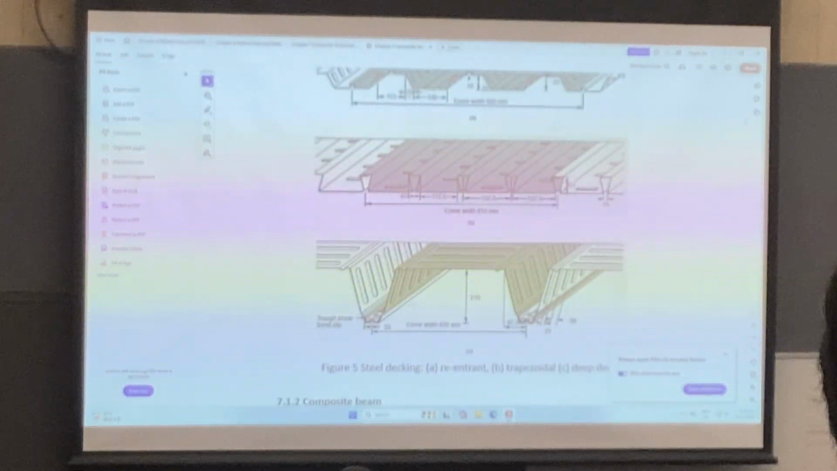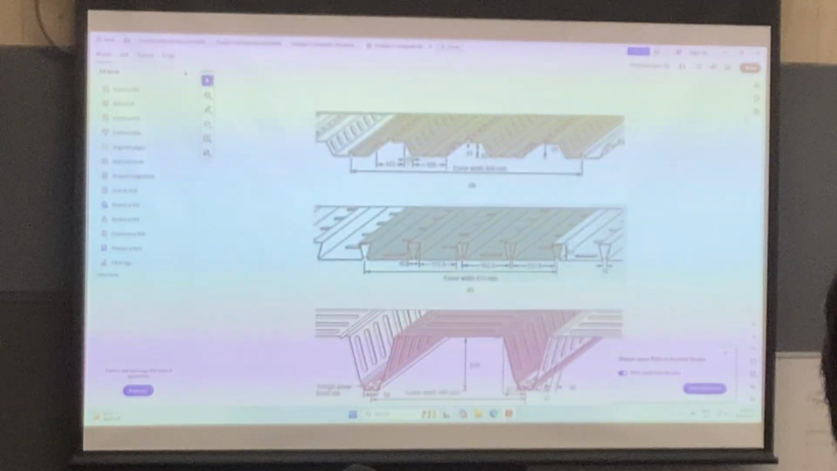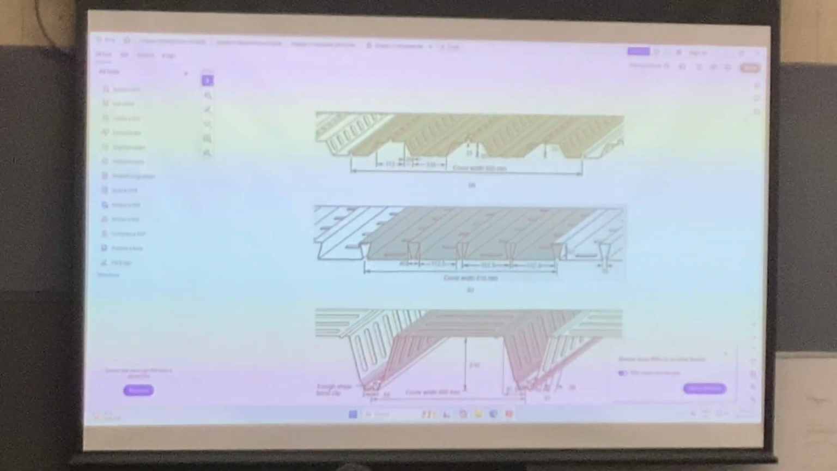But for here you have different sections, okay? So you have the re-entrant, trapezoidal, and a deep deck. So this is a different arrangement for the decking, okay? So you usually have a table, and then it will show you what's the depth, and what is the span and the loading that it can support.